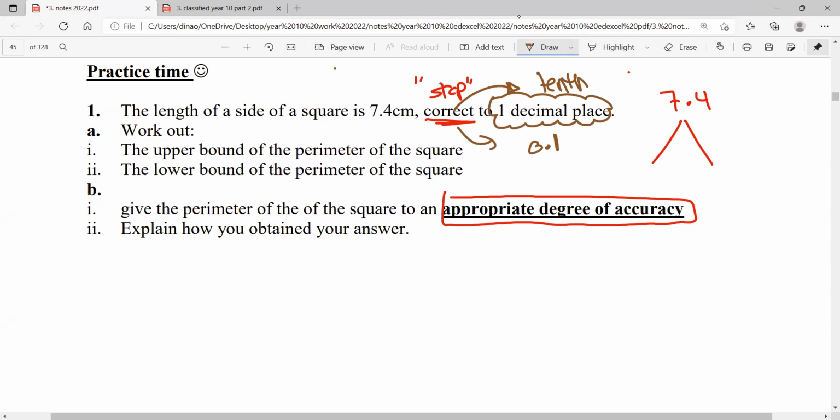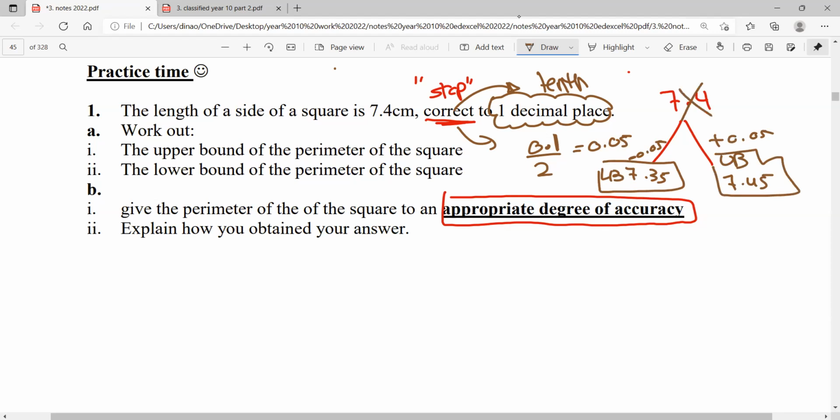And if you remember, as we said, this value, you always divide it by 2. You don't have an option. So I divided by 2, so it's 0.05. Add this number to find the upper bound, which is 7.45. Subtract this number to find the lower bound, which is 7.35. After I find the lower and the upper, I ignore the original. So whenever we read the word correct: stop, freeze, find bounds, forget the original.